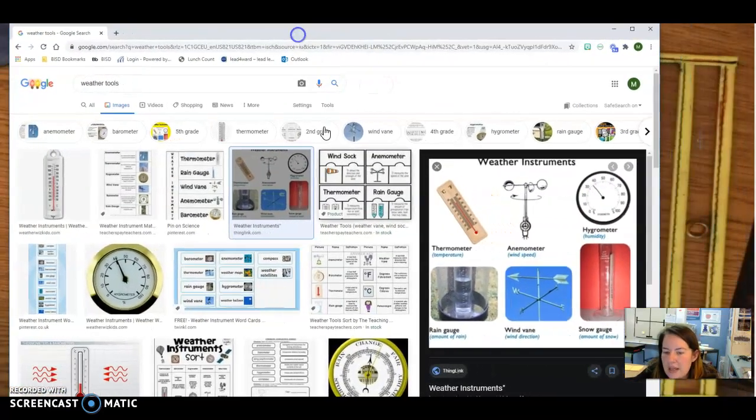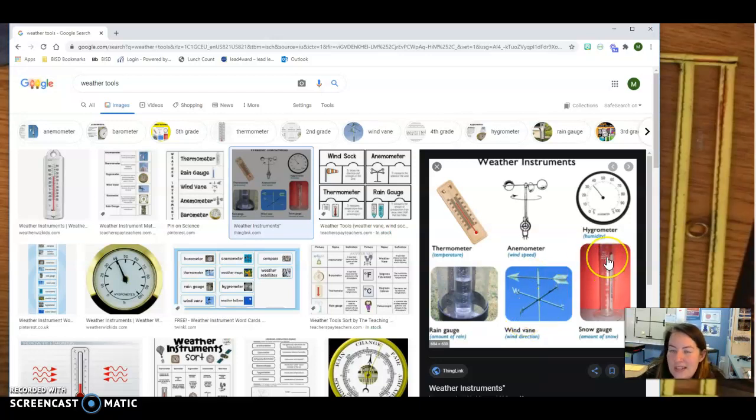So look at these tools here. A thermometer, right here, is used to measure temperature. This fun little thing is called an anemometer. Try to say that 5 times fast, okay? This measures how fast the wind is blowing. A rain gauge looks kind of like a graduated cylinder. That measures the amount of rain, right? How much rainfall. A wind vane is telling us what direction the wind is blowing in.